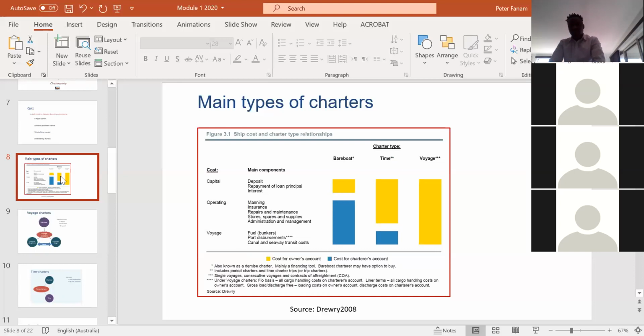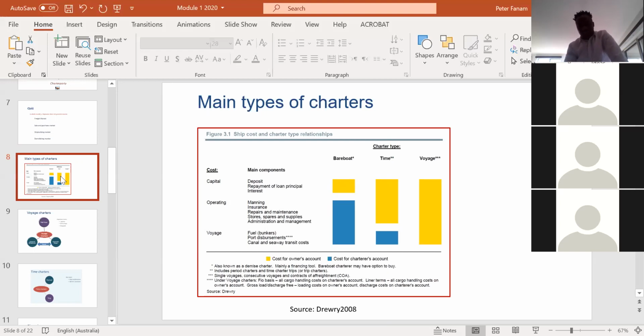And then the second is the operating cost. Operating cost is also sometimes referred to as running cost. And this will include costs like crew costs, insurance, repairs, stores, and maintenance. All those go into the operating cost.